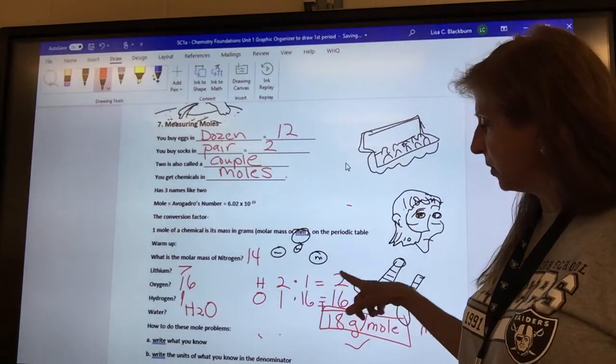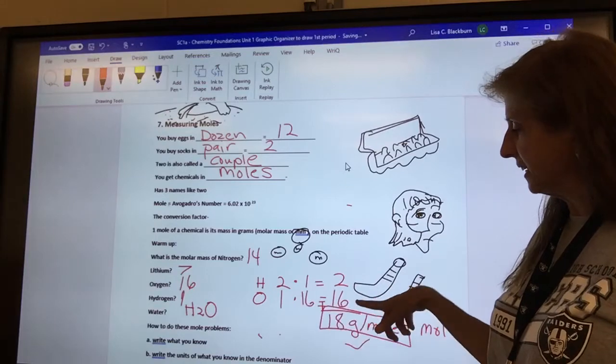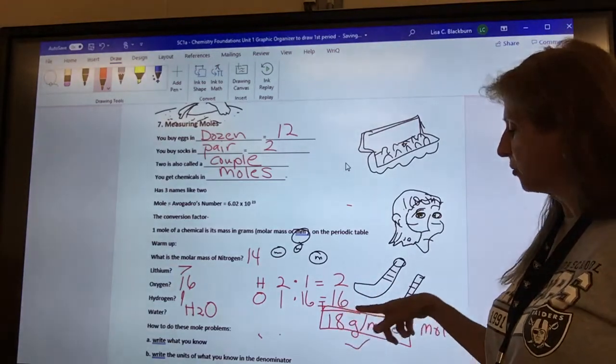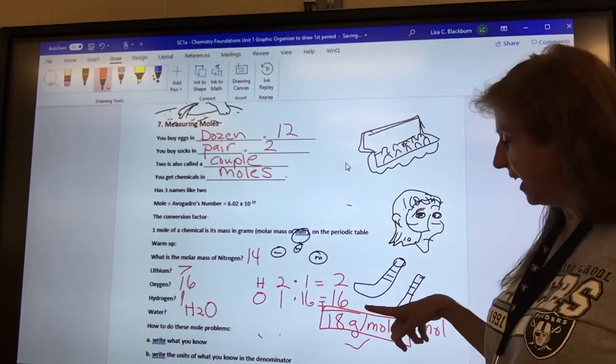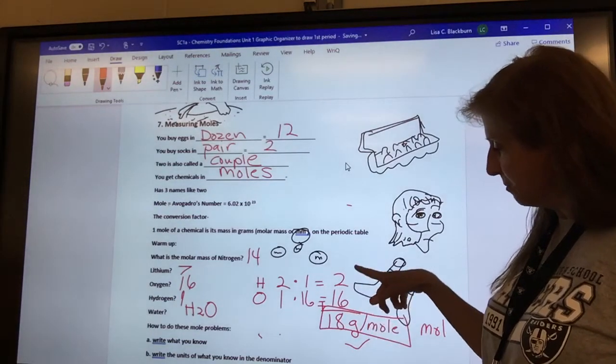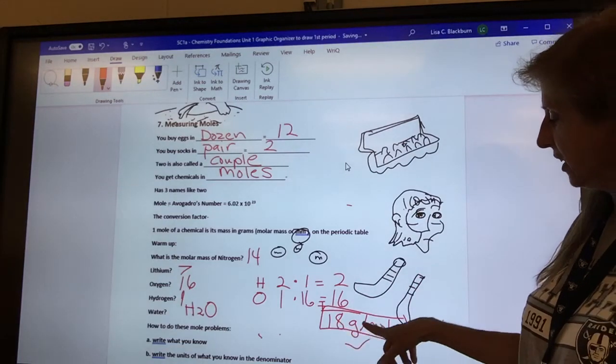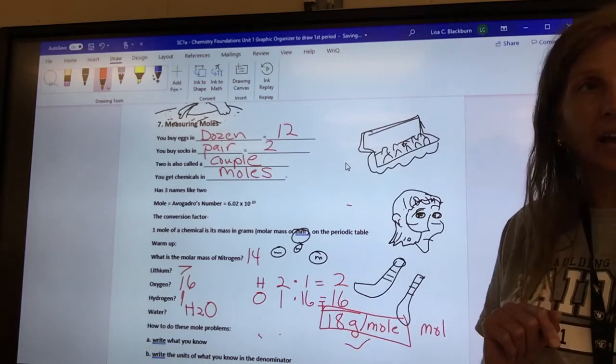Multiply. 2 times 1 is 2. 1 times 16 is 16. Draw a bar, just an equals bar, just like you did in 2nd grade, and add them up. 16 plus 2 is 18. The molar mass of water is 18 grams per mole. How do we feel about that?